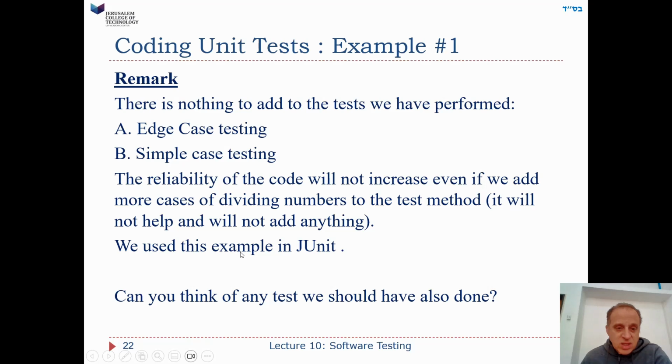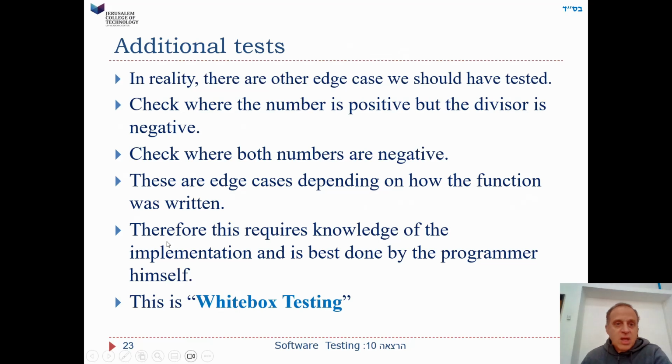We use in this example JUnit, which is a testing framework. But can you think of any test that we should have done also? Even though we said here there's nothing left to test, can you think of any tests that are missing? I'll give you a second. Well, I could think of some things. In reality, there are other edge cases we should have tested.